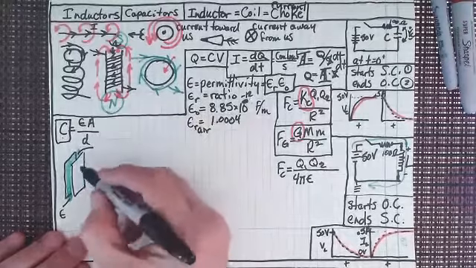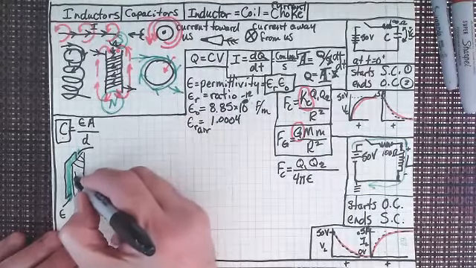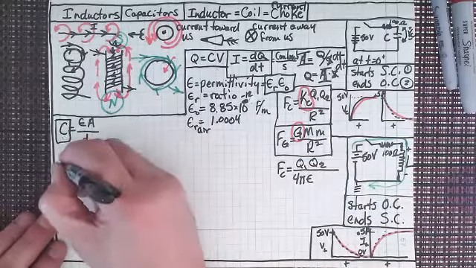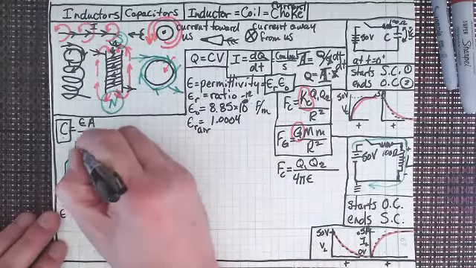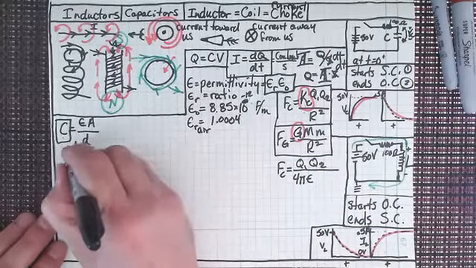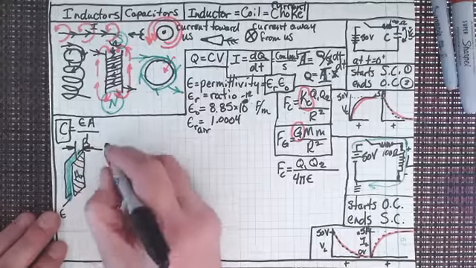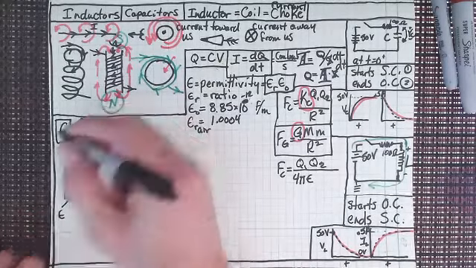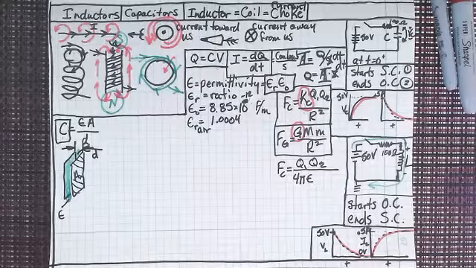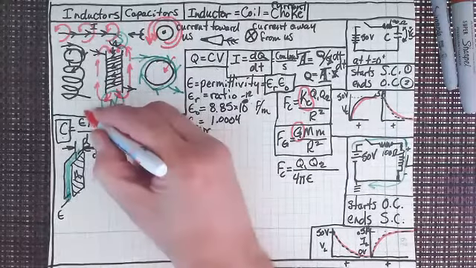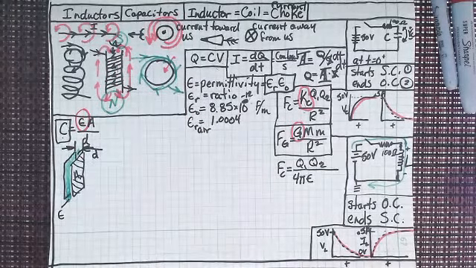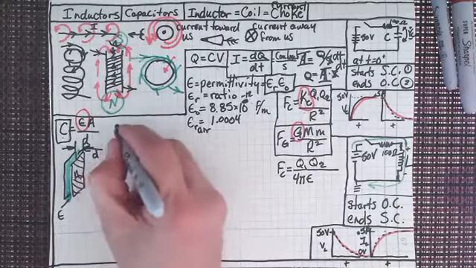I could still have the cross-sectional area still be the same. I could have the distance between these two plates still be the same. But all I have to do is change epsilon, and I'm going to increase the capacitance. If I change the material, I can increase the capacitance of that capacitor. Now let's look at a couple.